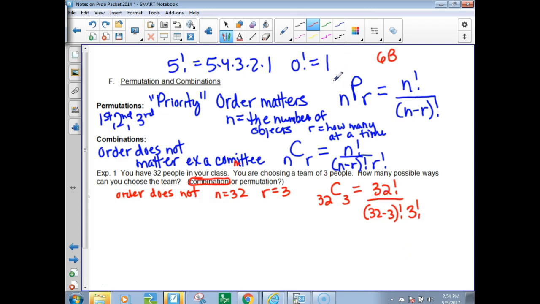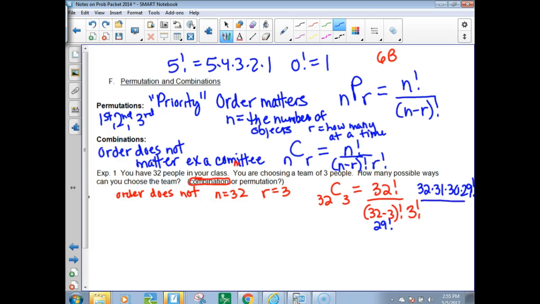Now, this one time, I'm going to show you how to do this without the calculator. So think about it. 32 minus 3 is how much? All right, so that simplifies to 29 factorial. If 32 factorial means 32 times 31 times 30 times 29 times 28, 27, then couldn't we rewrite this as 32 times 31 times 30 times 29 factorial?